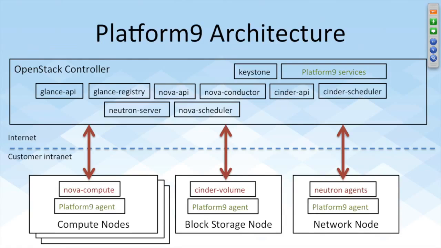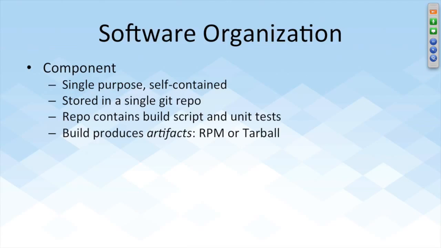So, in other words, our product is built from smaller components. Those are the little rectangles that you saw in the big box. And for those components, we treat them as single-purpose, self-contained. We dedicate a Git repo for each one of those components. And each component is self-contained in that it specifies its own build script and unit tests. And when we build a component, what that produces is an artifact, which is either an RPM or a tarball.